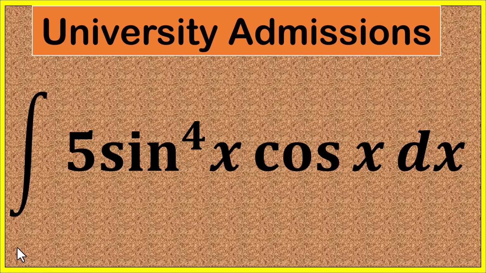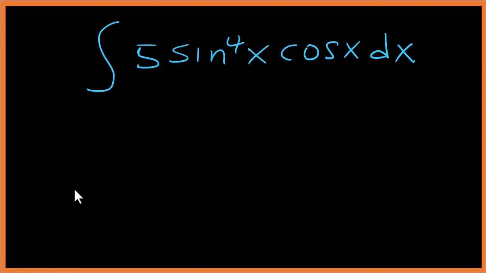Now let's look at this integral. Okay, so we have the integral of 5 sin^4(x) cos x dx. Now what we know from here is that when we differentiate sine, we get cos. So this one is a typical integration by substitution. So we can write this one as an integral.